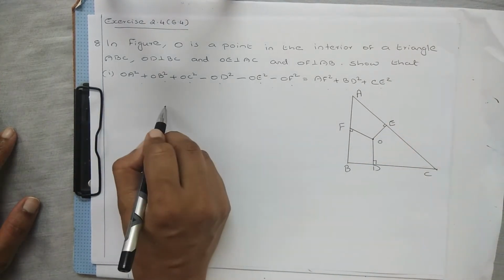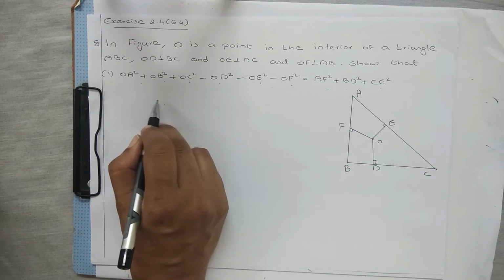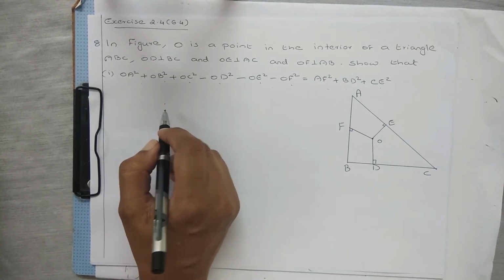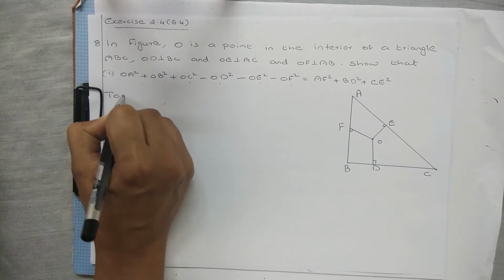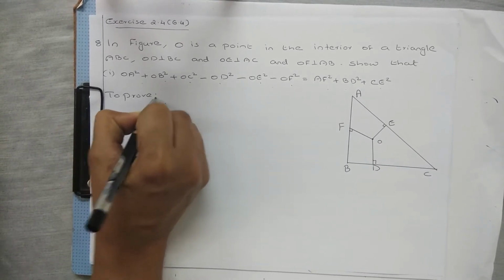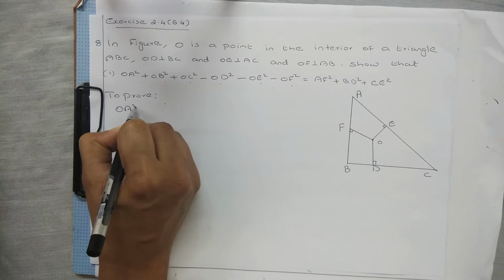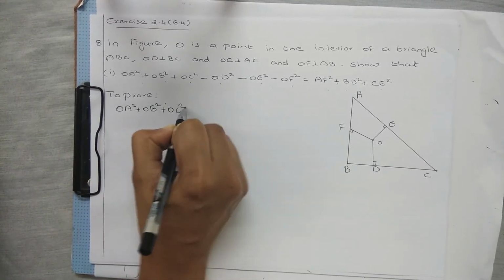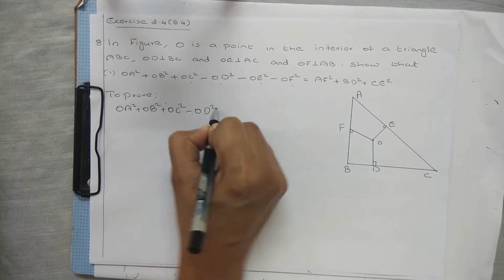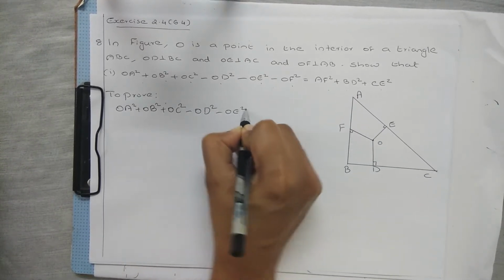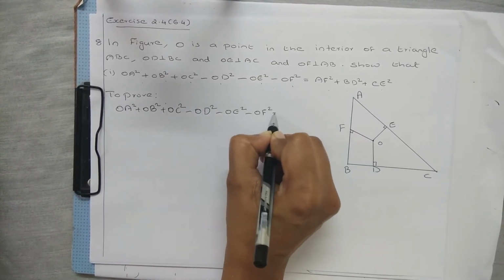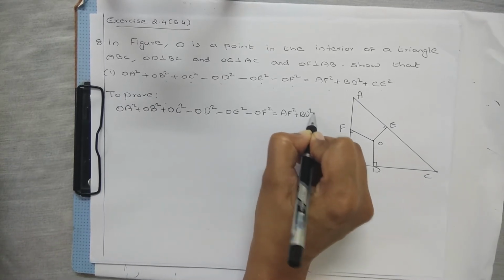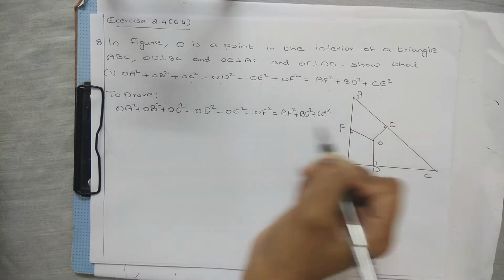One more sub question is there. Right. So first we will solve this one, then we will solve the second one. So how will we solve here? Before that we need to write "to prove". What we need to prove: OA square plus OB square plus OC square minus OD square minus OE square minus OF square is equal to AF square plus BD square plus CE square. This is what we need to prove.